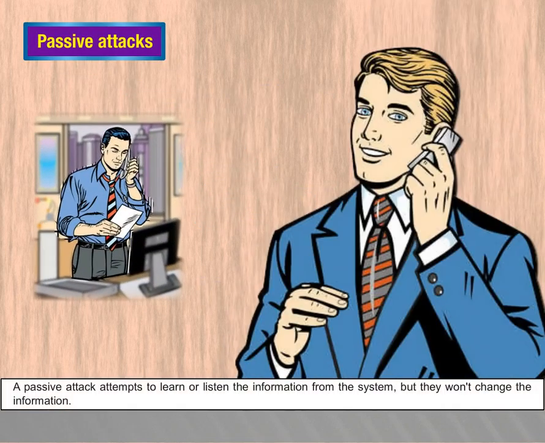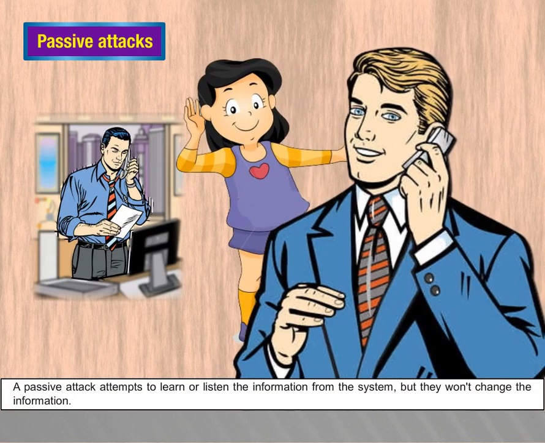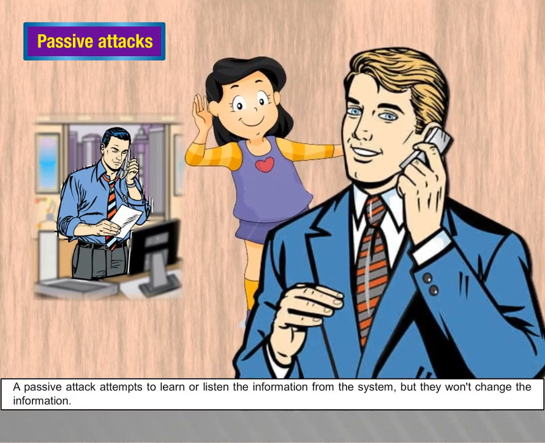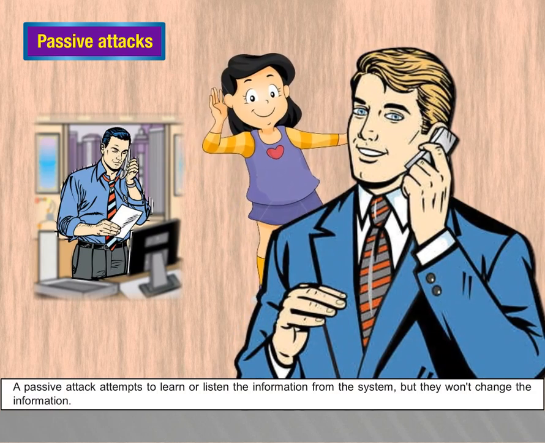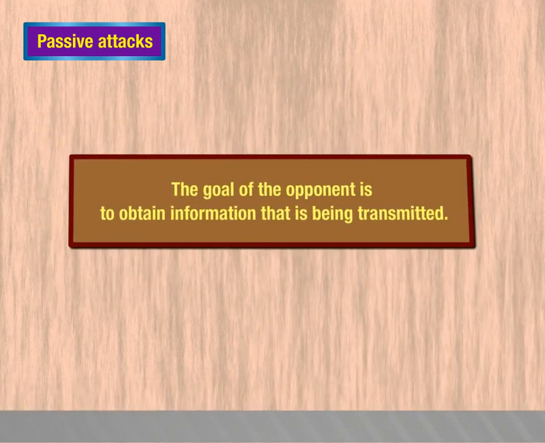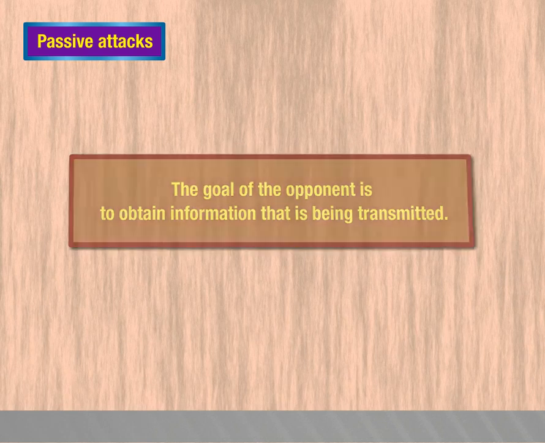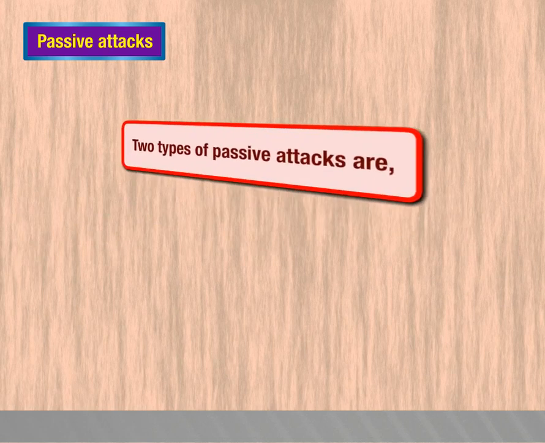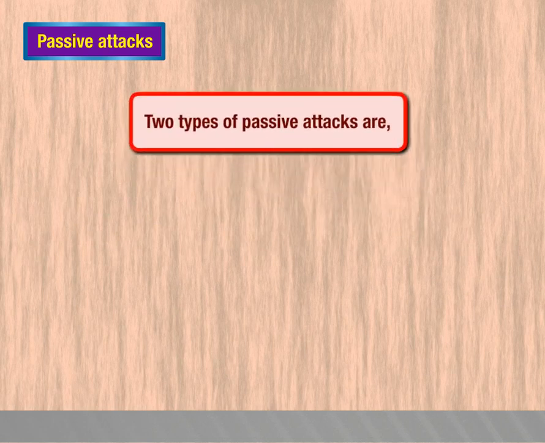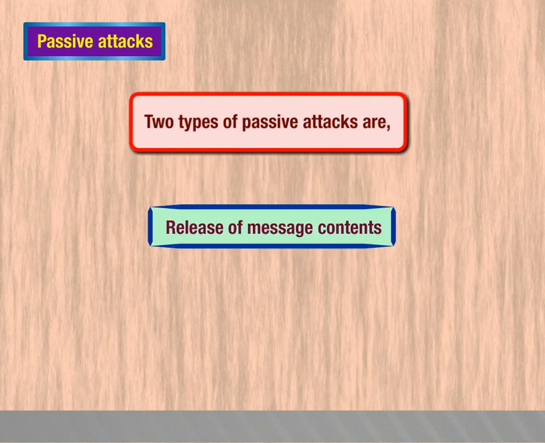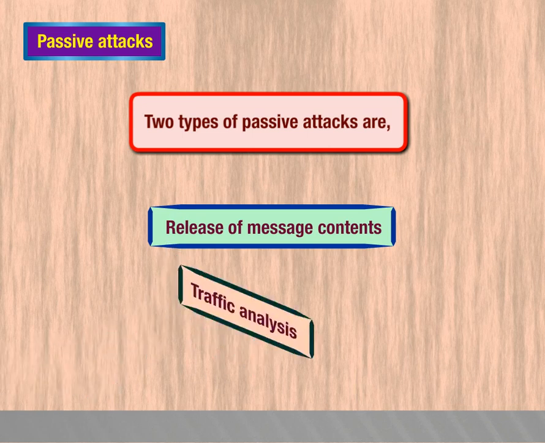Passive attacks. A passive attack attempts to learn or listen to the information from the system, but it won't change the information. The goal of the opponent is to obtain information that is being transmitted. Two types of passive attacks are release of message contents and traffic analysis.